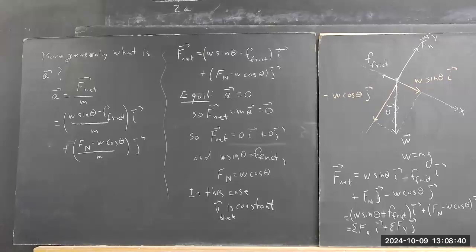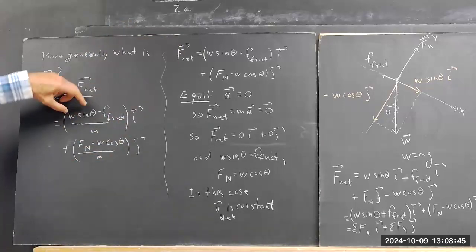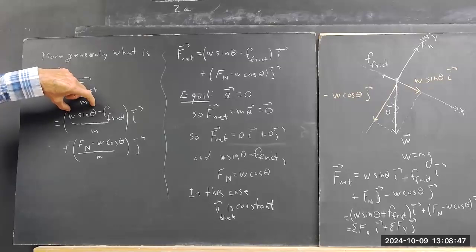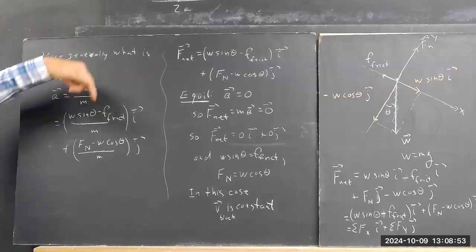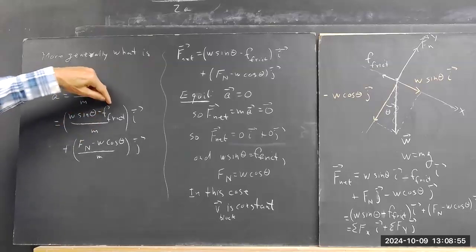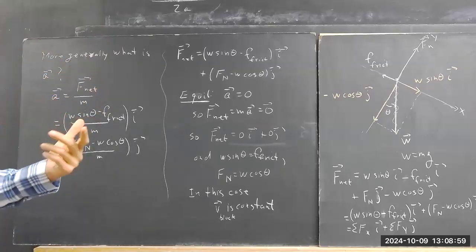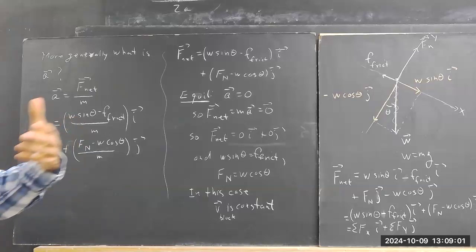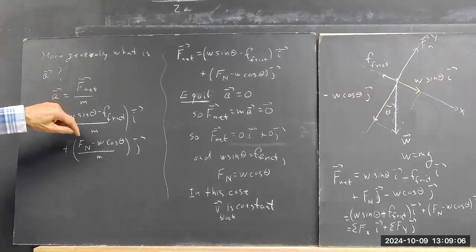Okay, so if you know theta and m, W is just mg, so you got W sine theta. You know M, you know what W is, you know what the sine of theta is if you know theta. You don't know what the force of friction is because I didn't tell you anything, but it's going to be mu times the normal force. It's going to be coefficient of friction times the normal force. Okay. You know the normal force.